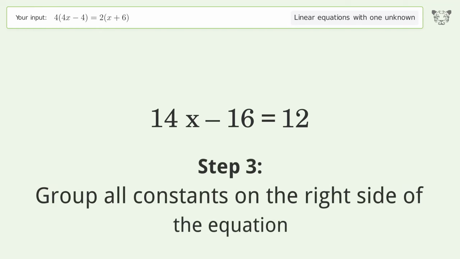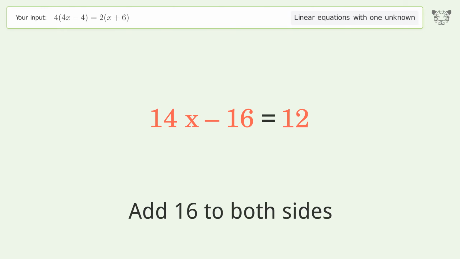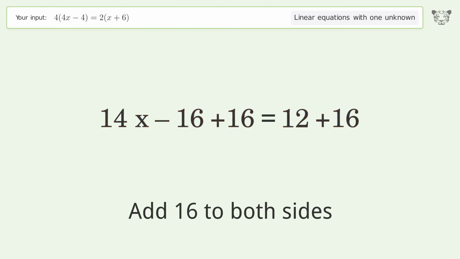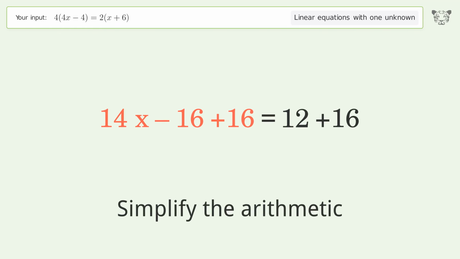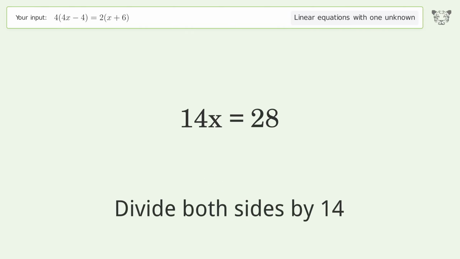Group all constants on the right side of the equation. Add 16 to both sides. Simplify the arithmetic. Isolate the x. Divide both sides by 14.